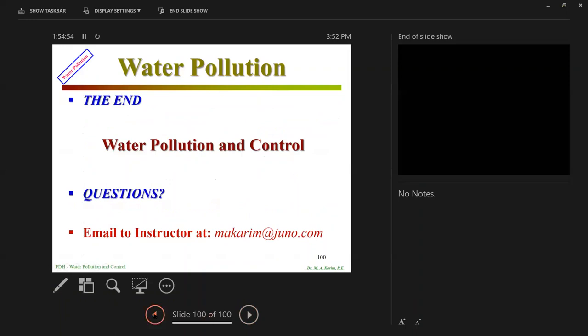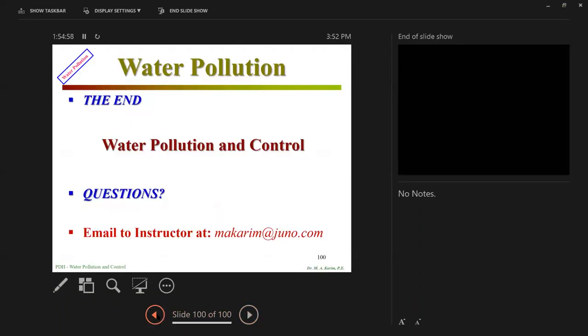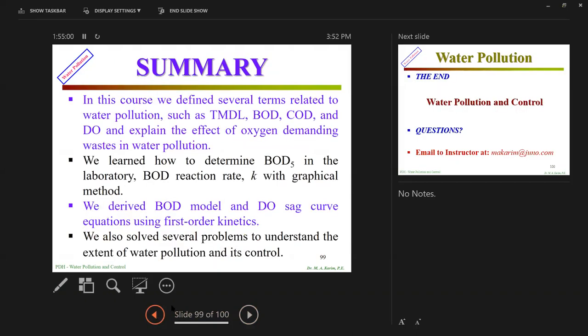Okay, so that's it. I have a lot of references that I used from different books. I also have some work experience, and I do a lot of research. Some of my undergraduate students did research on a BOD sag model a long time back, so I used some of the materials from there too. So these are the things that I have used.